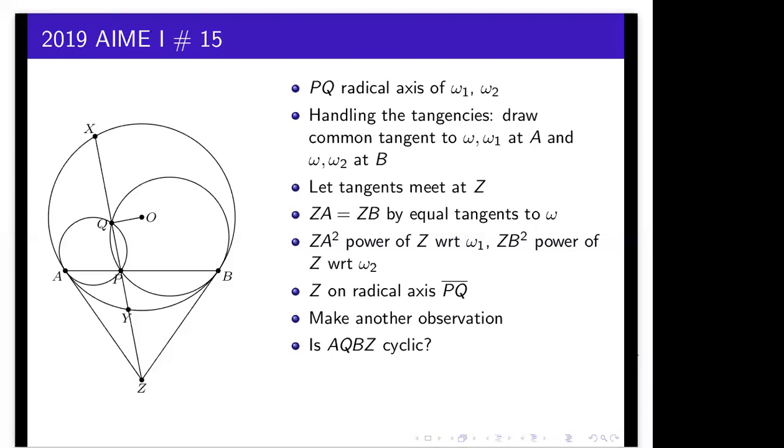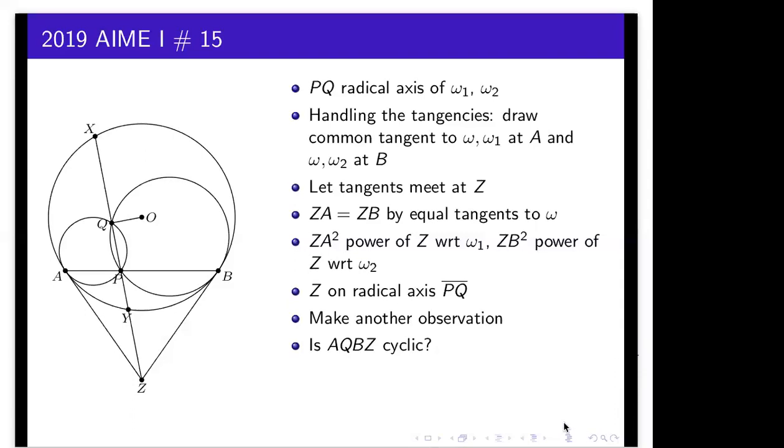Realizing this is quite tricky. I think the easiest way to do this would be through inversion, which is quite an advanced technique. But if we have a good eye, then we can verify this with some basic angle chasing. In particular, let's try to show that angles AQZ and ABZ are equal.